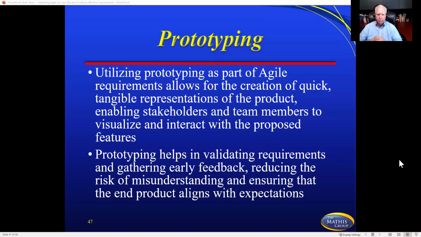The prototyping helps in validating the requirements and gathering early feedback. That's what speeds everything up. If you're wrong, you want to be wrong earlier. And that's the thing. I don't want to invest 6 months and then be wrong. If we're wrong, let's be wrong earlier and quicker and faster.